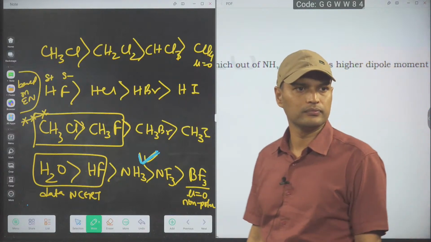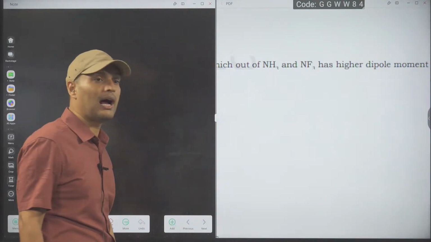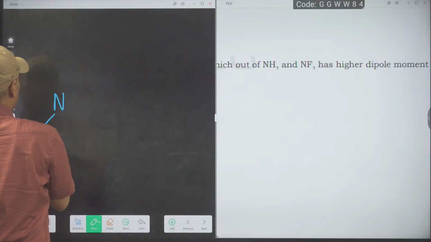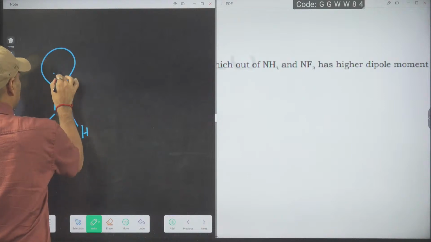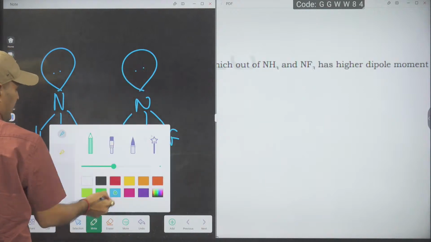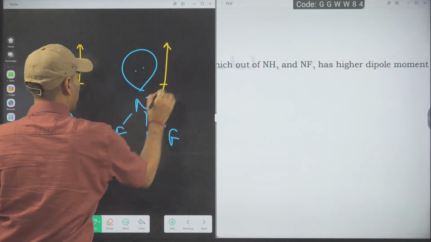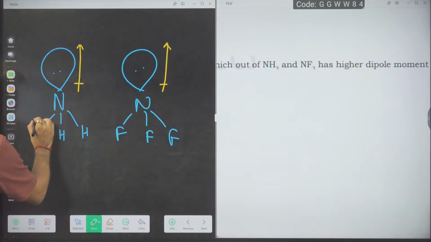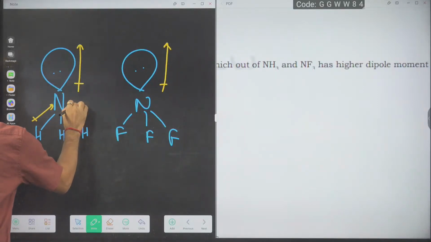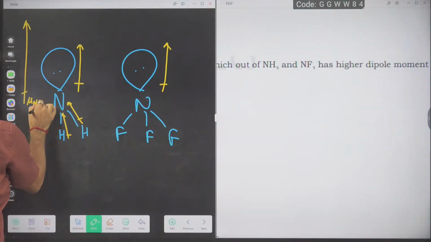NH3, NF3. Tell me, who is more? NH3, sir, you have already told. But how is this more? In the NCERT diagram, NH3 looks like this, and NF3 also looks like this. Trigonal pyramidal. Lone pair movement is always towards itself. Here also same. But the next part is different. N and H, who is more electronegative? N. So all going up, net dipole moment more.